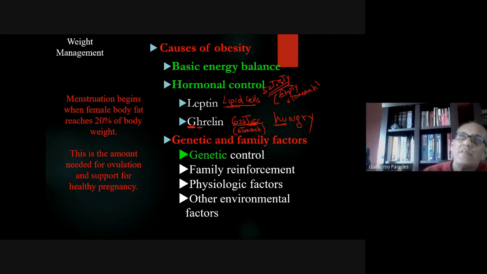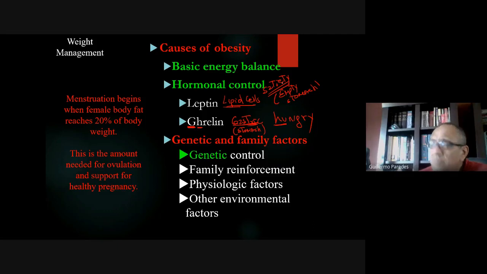Then you start to eat. When you eat, you put food in the stomach. The stomach is going to be distended, correct? And that is going to decrease the production of ghrelin. Make sense or no? Makes sense. Okay. So then what happens is the absorption is going to occur.